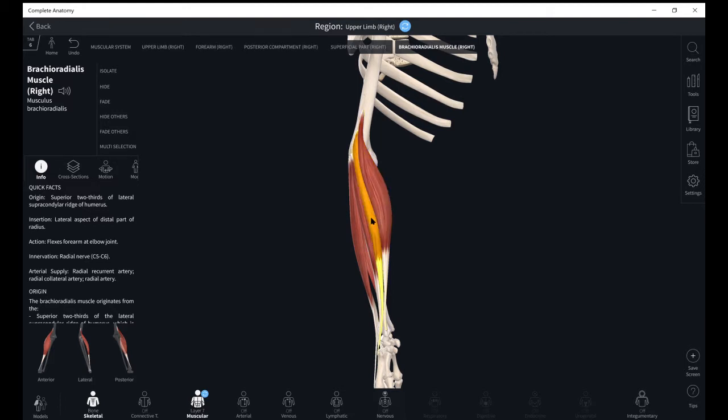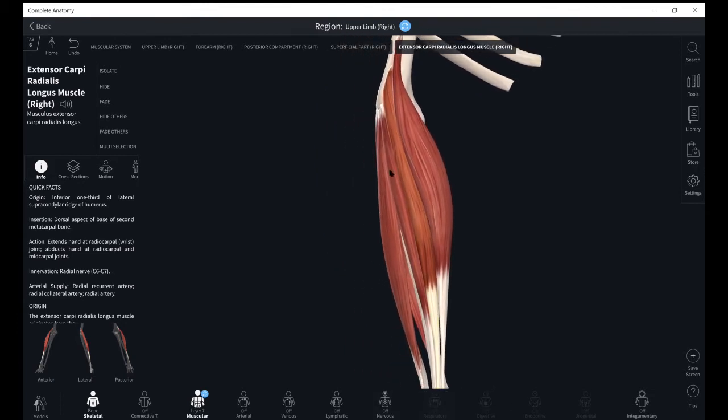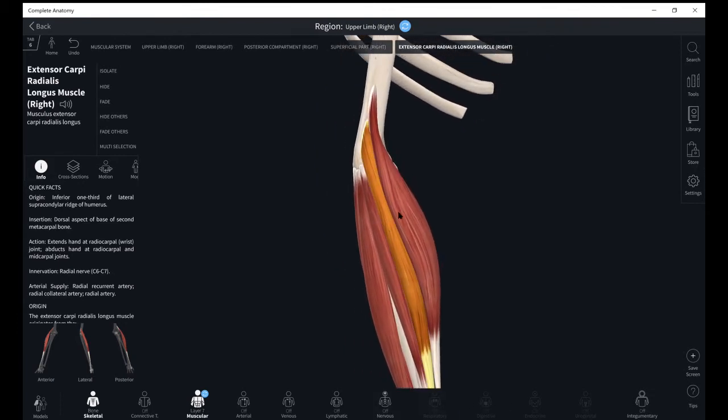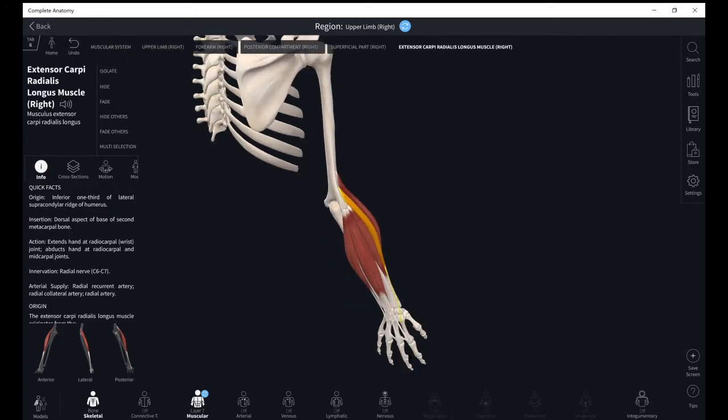Next muscle in line is going to be the extensor carpi radialis longus. Here, our origin, let me rotate a little bit, again the inferior one-third of the lateral supracondylar ridge of the humerus. Our surface anatomy, our palpation, need to be able to identify that so that we can then differentiate these muscles, both brachioradialis and ECRL. It inserts in the dorsal aspect of the base of the second metacarpal bone.